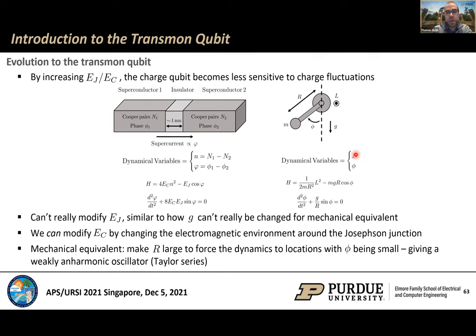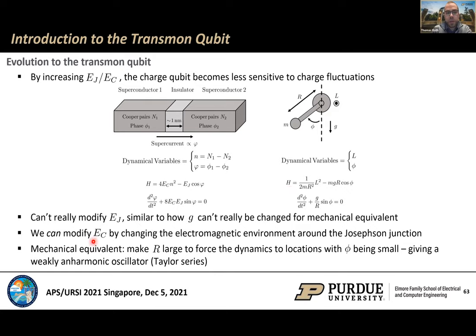And so if you have fluctuations in the momentum, or, again, canonically, that would be mapping to the charge, you have fluctuations in that variable. It leads to very small changes in the position of the rotor, because there's just so much inertia stopping that from moving. So how can we go about doing that with our superconducting qubit system?